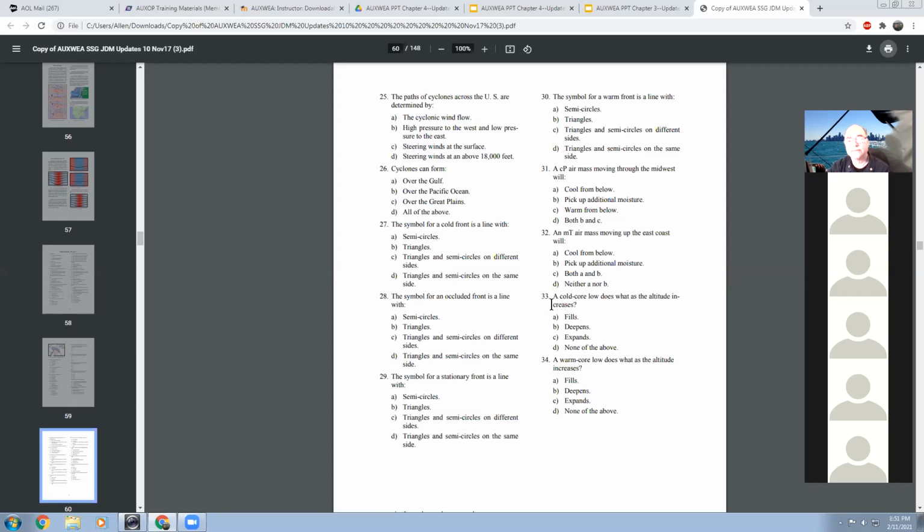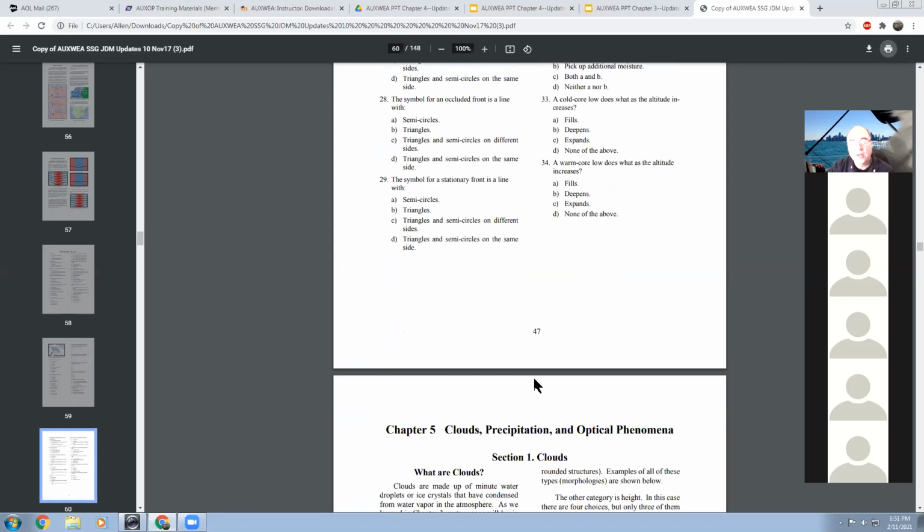Pete Lemire, 33. A cold core low does what as the altitude increases? B, deepens. Bombogenesis. You know, they call them nor'easters there sometimes, I think. Good job. Phil Leonard, 34. A warm core low does what as the altitude increases? A, fills. That's right. That's the last number for 34.